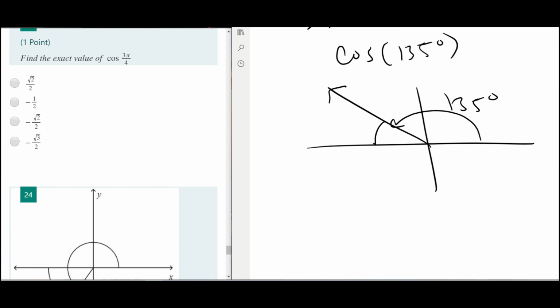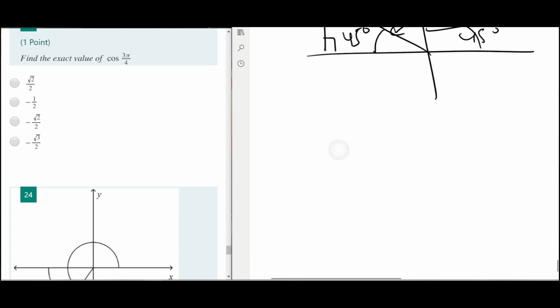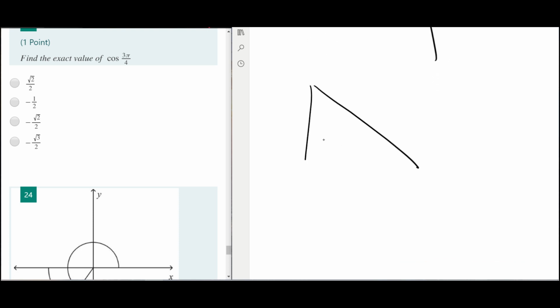And then that means this has to be 45 degrees, because 180 minus 135 is 45. And then I know that this is going to be a right triangle. So we got our reference triangle here, 45, and that has to be, so this is a 45, 45, 90 triangle.